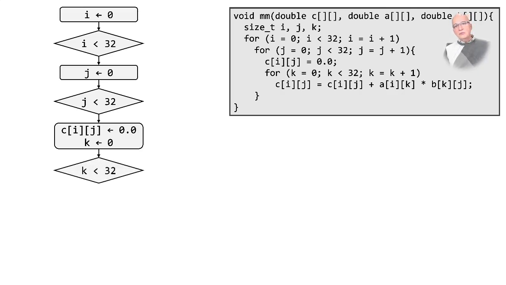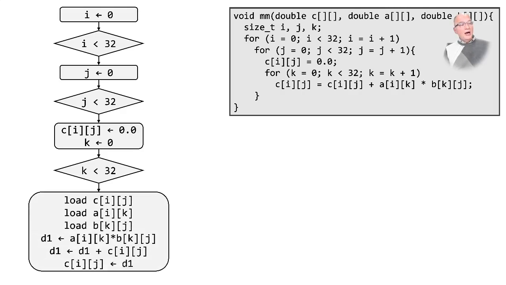And now, while k is less than 32, I will do the operation that is in this line in the C code. To do this operation, I need to load the value of C[i][j], and then I need to load the value of A[i][k], and I need to load the value of B[k][j], and then I can do the multiplication followed by the addition, and then I can move the result into C[i][j].